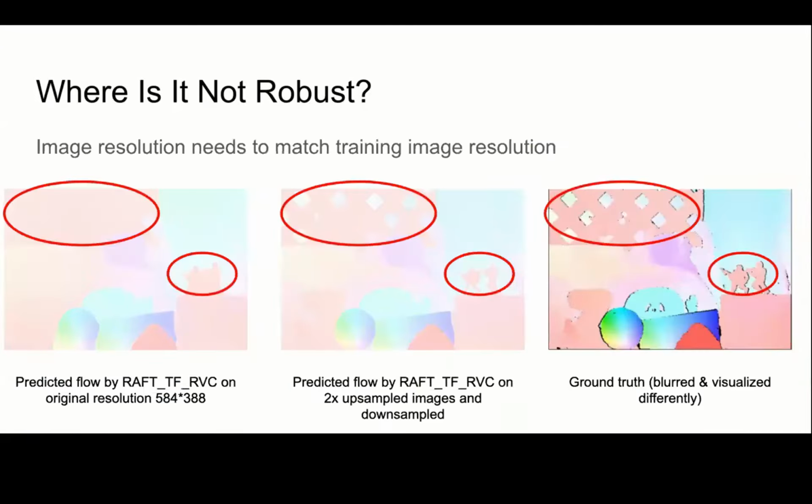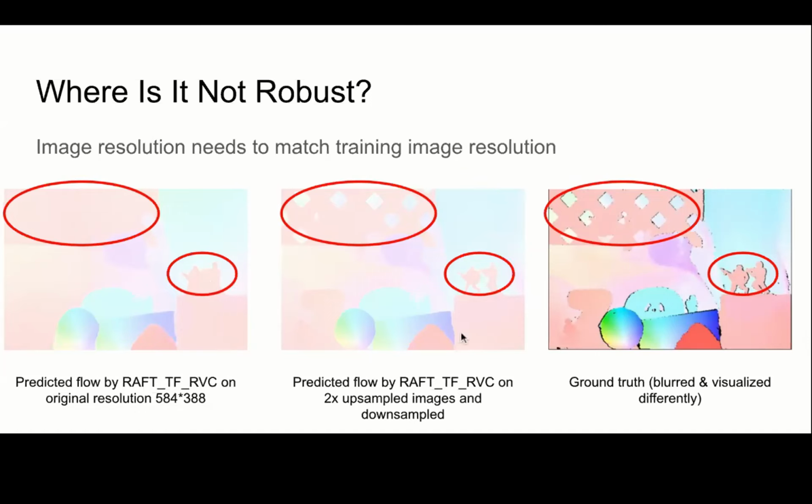Another place where it is not robust is that the input image resolution needs to match the training image resolution, which is Sintel or KITTI. So if we just run it on the original resolution on Middlebury, where this sequence is kind of small, you can see there are strong artifacts compared with the ground truth. The details cannot be recovered very well.